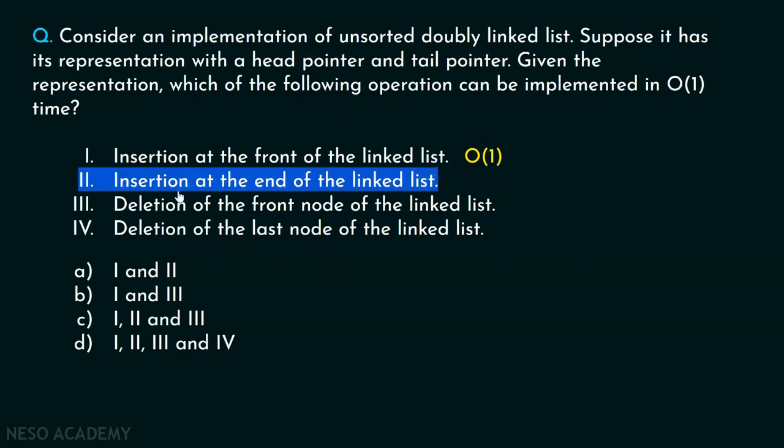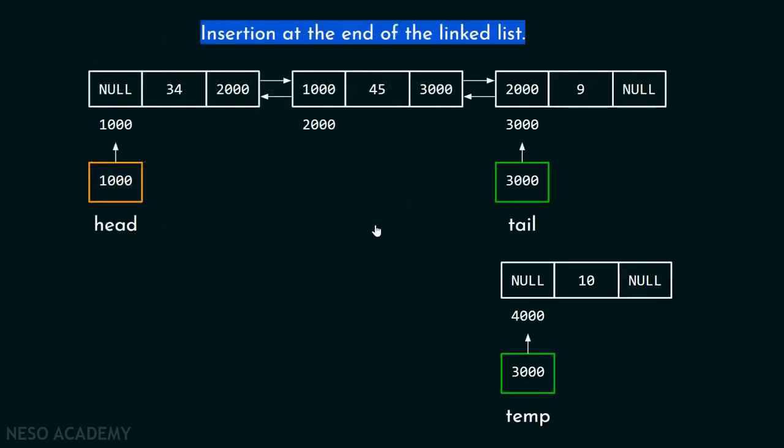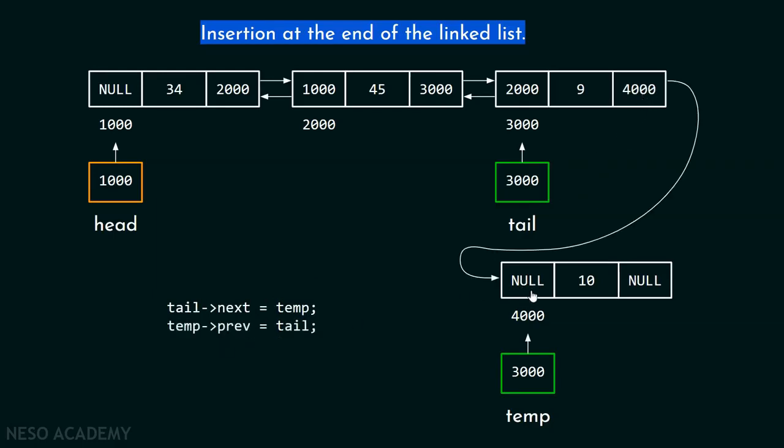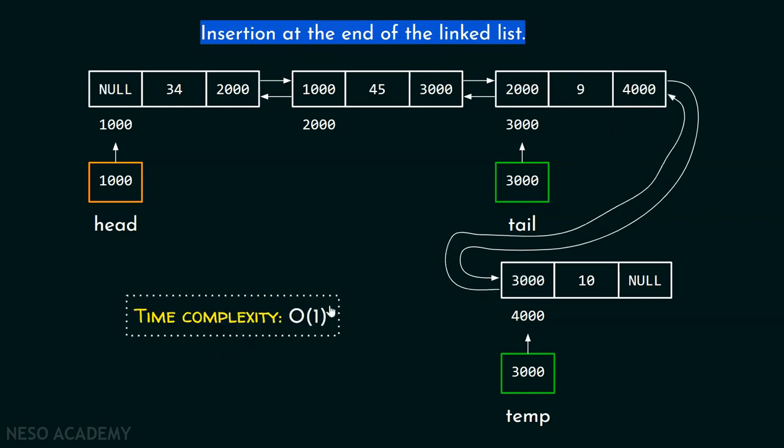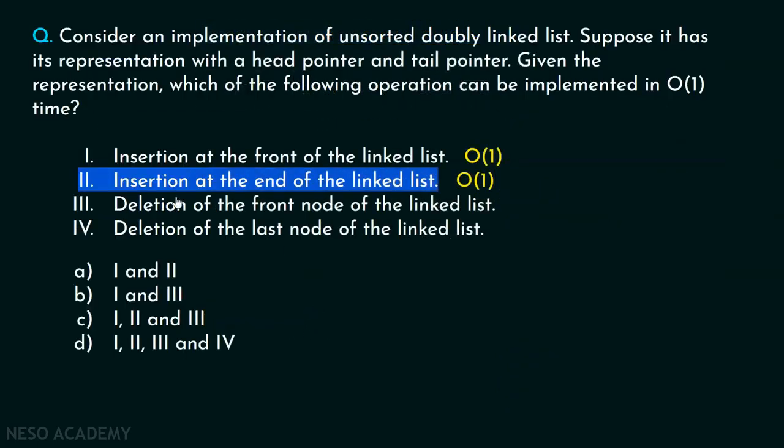Let's discuss insertion at the end of the linked list now. Insertion at the end of the linked list is also very easy because we have a tail pointer pointing to the last node of the list. Now we just have to update the next part of this node and the prev part of this node. For this purpose, we will put this line of code, that is tail next is equal to temp. That means we will update the next part of this node. And then we will update the prev part of this node so that it can point to this node. Now you can see there are two lines of codes, right? Obviously, this will take constant amount of time. So insertion at the end of the linked list takes constant time.